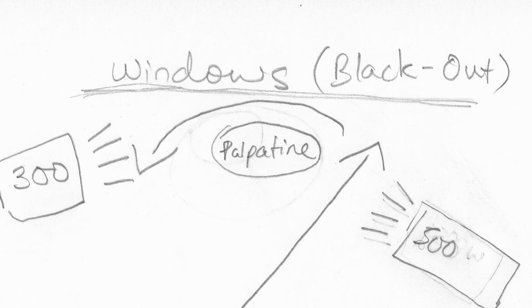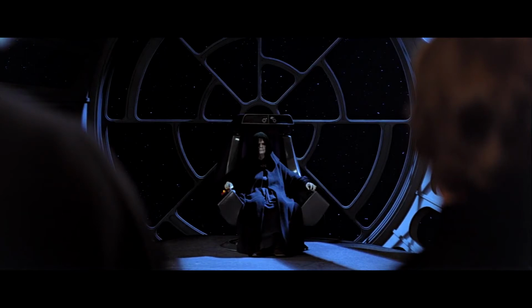Because we had to do shots of Palpatine early in the day, I chose to black out the windows behind him to block the sunlight. Looking back, I would have scheduled the shoot differently so we could utilize the natural light like the window in the movie.